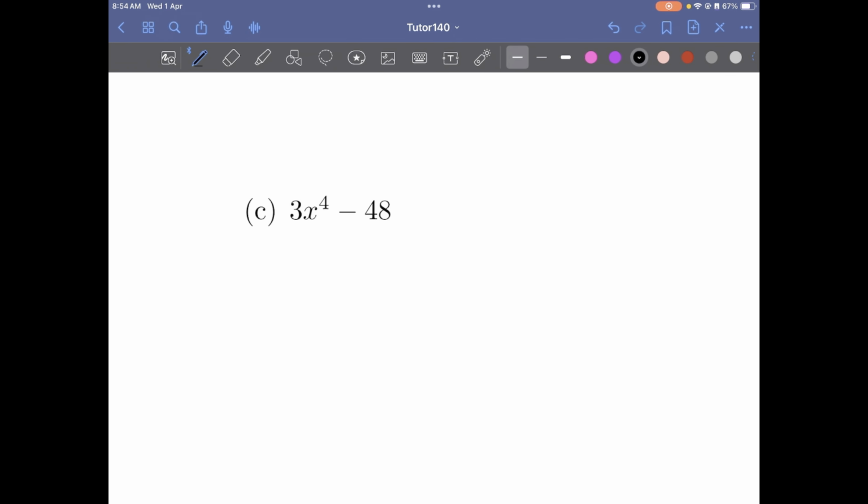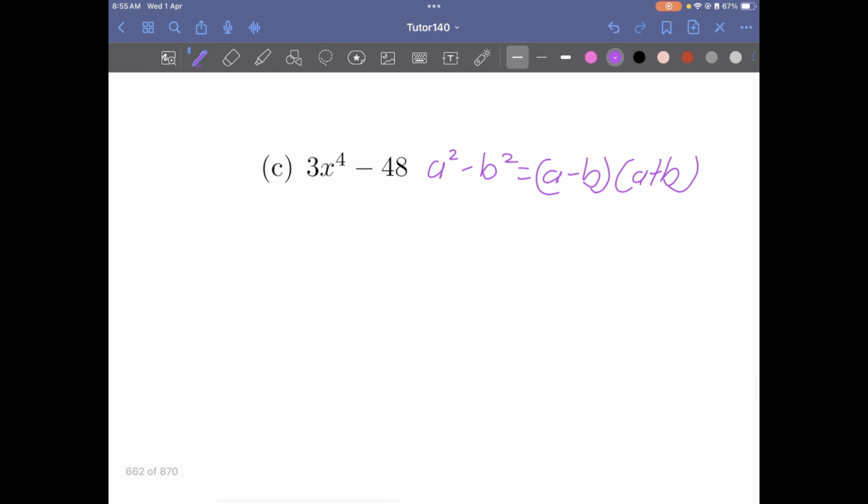Okay, over here, when I look at this, I notice the difference of two squares. Since it has an exponent of 4, I automatically think it's the difference of two squares. And the setup for that is a squared minus b squared is equal to a minus b, a plus b. So what I'm first going to do is divide out 3, because I see that 3 is a common factor in both. When I do that, I'm left with x to the power 4, and 48 divided by 3 is 16.